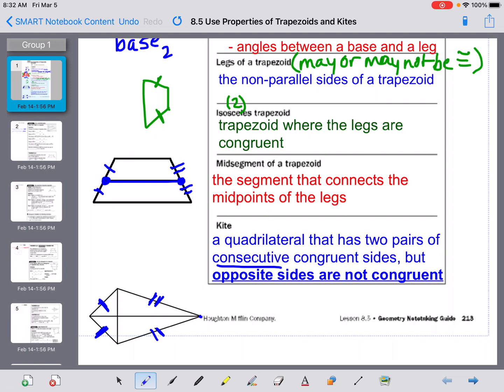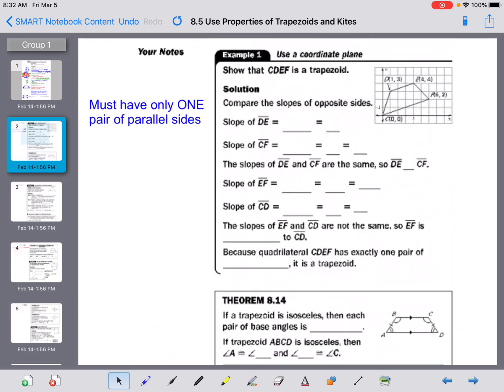All right, so let's dig into these. Let's find some numbers that go with these and properties that go with these. So page 2, show that this figure right here is a trapezoid, okay? So I have D at 1, 3, E at 4, 4, F at 6, 2, and C at 0, 0.